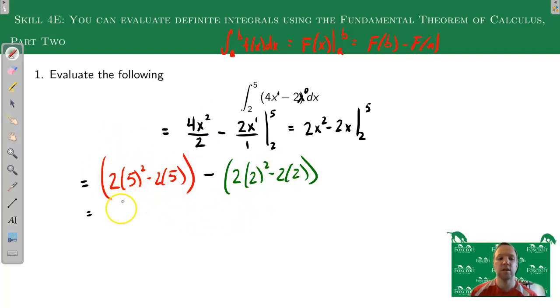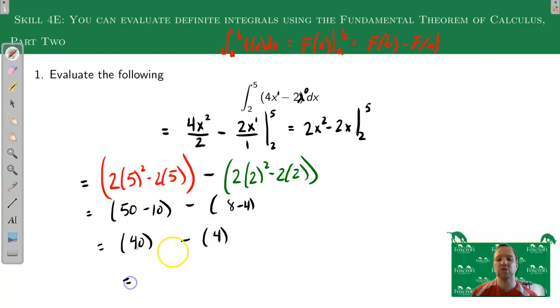So this is going to be 50 minus 10, which is 40. This is going to be 8 minus 4, which is 4. And now I've got these two separate ones. I subtract and I get 36. So my final answer here, the exact area, is 36.